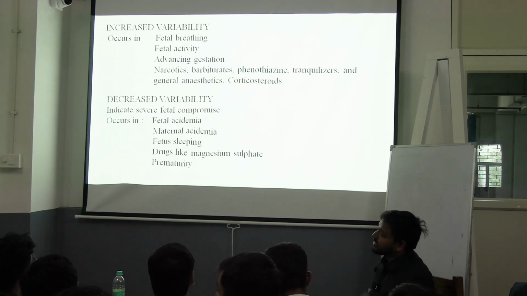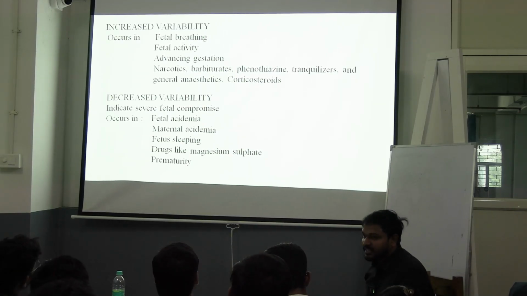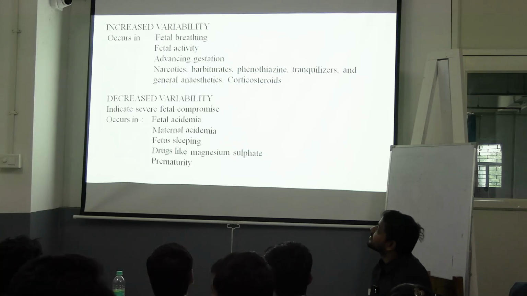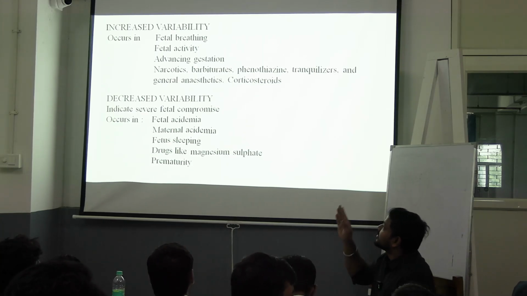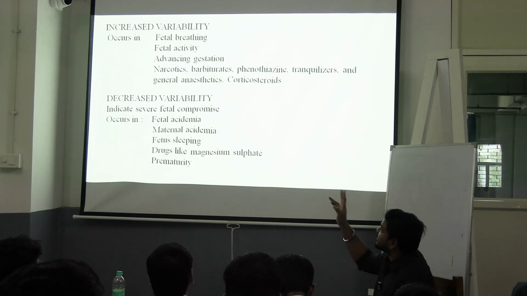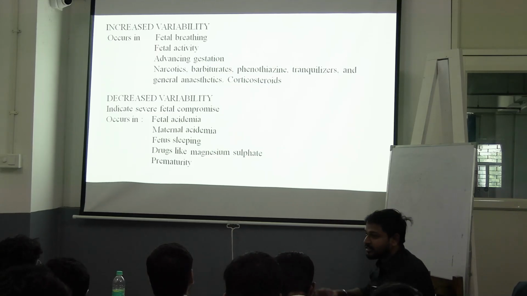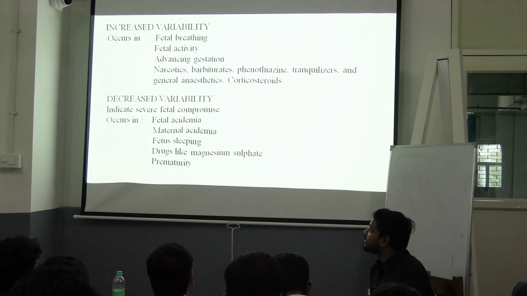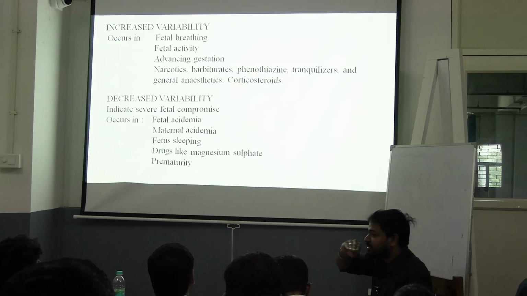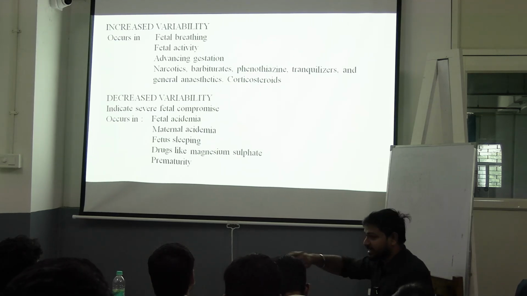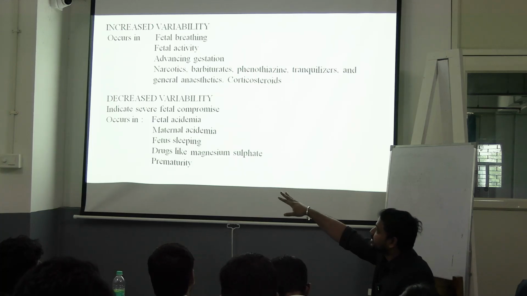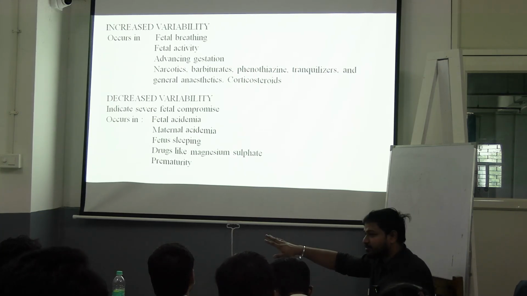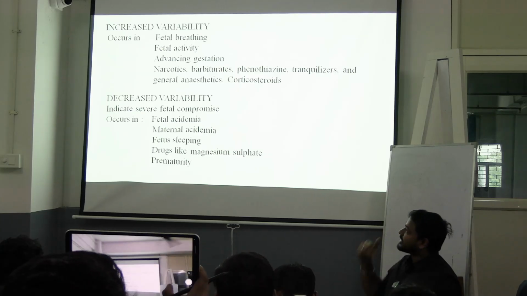Variability increases when there is more sympathetic system activation: when fetal breathing is more, fetal activity is more, or if there are narcotics, barbiturates, or steroids, these increase the sympathetic system. Variability decreases, or there is no variability, when both systems don't act: fetal acidemia, maternal acidemia, magnesium sulfate given, or fetal prematurity.